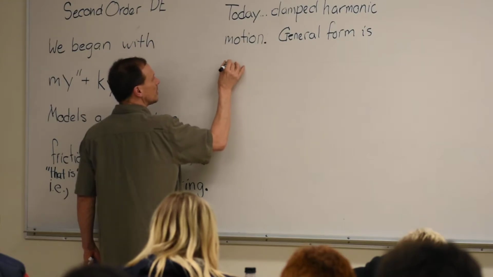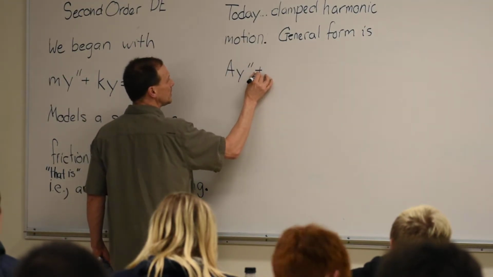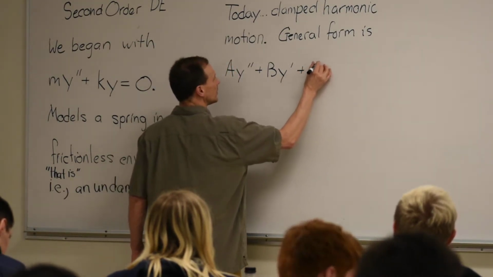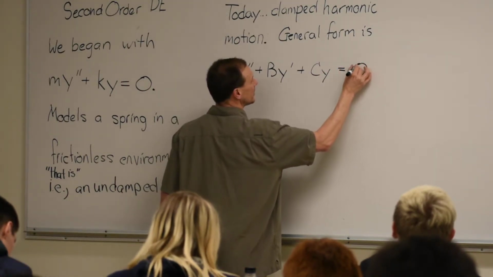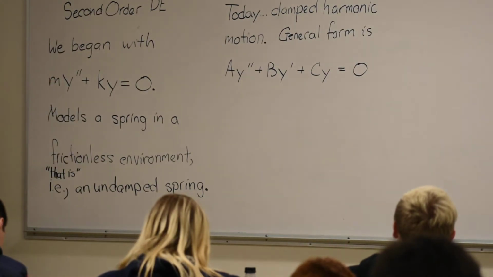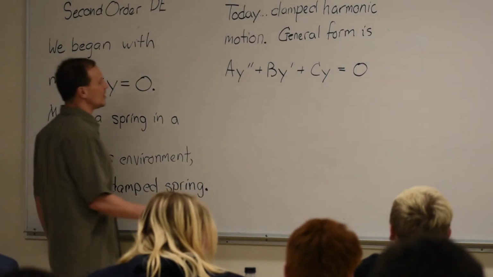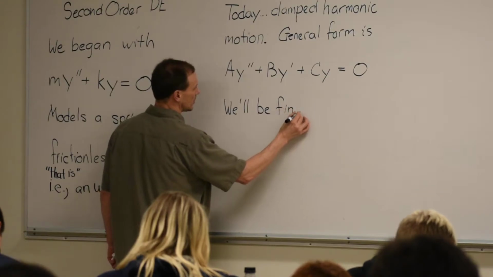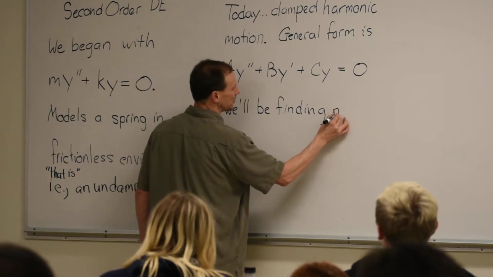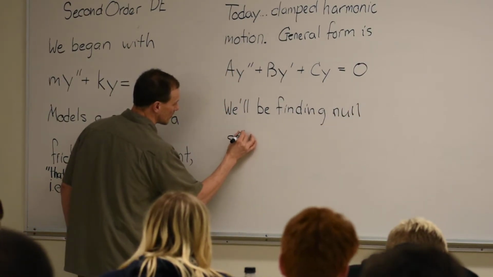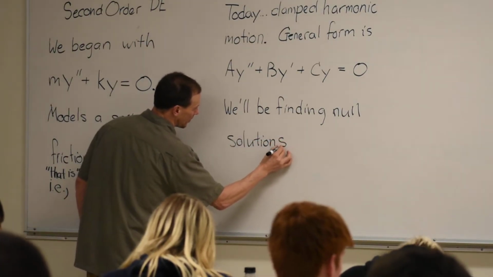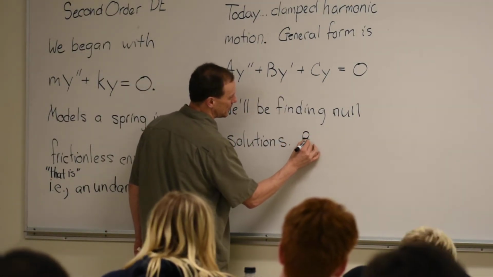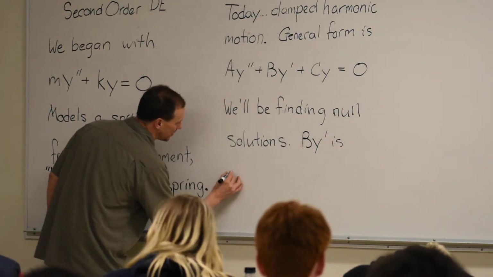The general form is, we write it this way: A y double prime plus B y single prime plus C times y equals 0. That's what we're going to study. So if we're studying equals 0, what solutions are we finding? Null solutions, right? So today we'll be finding null solutions. B y prime is the damping term.